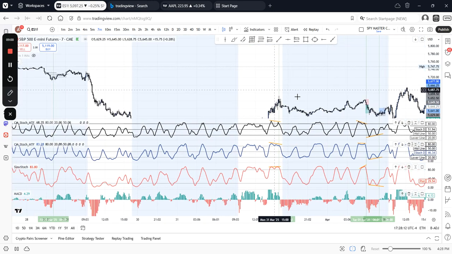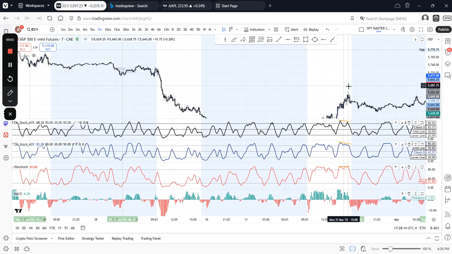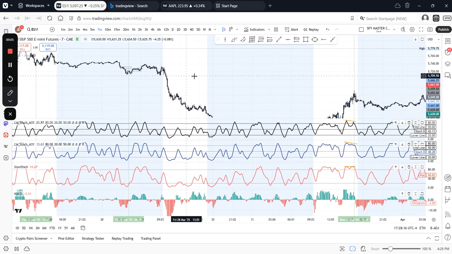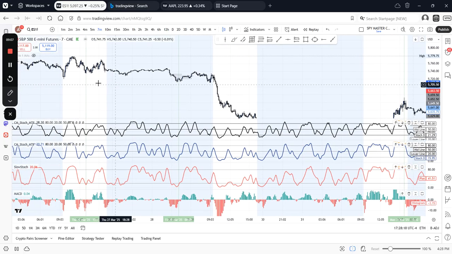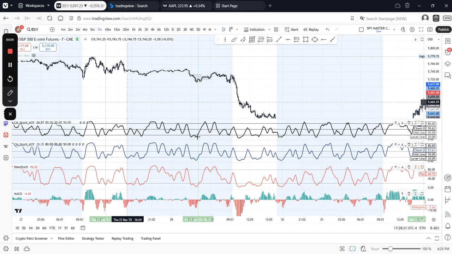Is there another one I found? Dude, we gotta get better. Okay, how about this one? Is this a divergence? Let's see. We have low, higher low. Then we have low, higher low. Then we have low, lower low. Boom, our divergence is here.